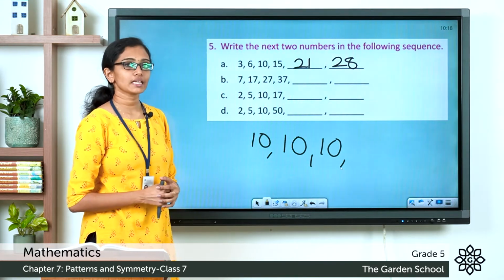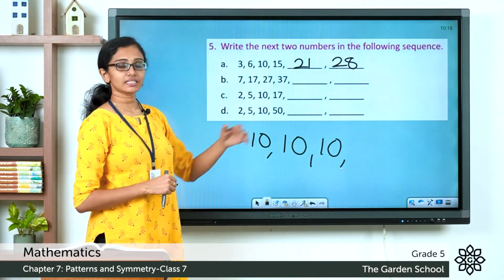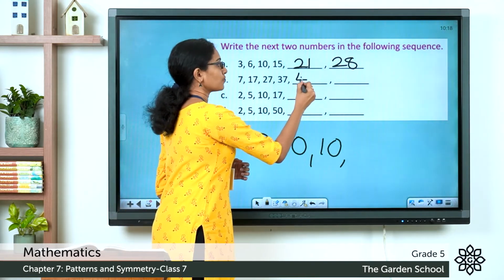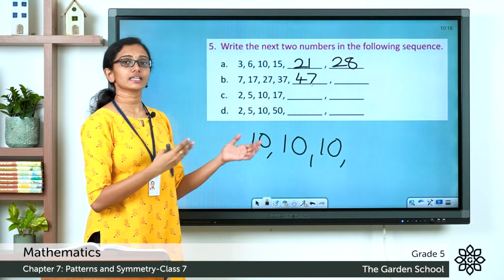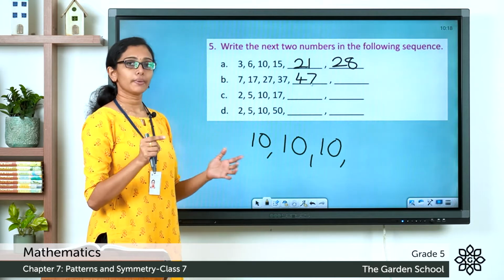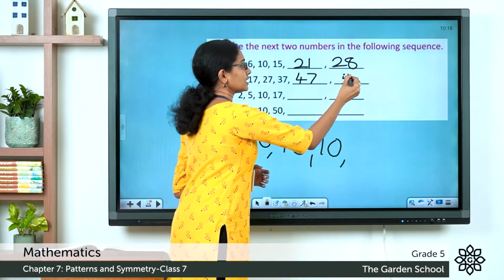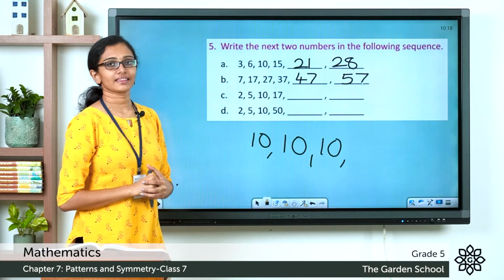So what would be the next number? It would be 37 plus 10, which is equal to 47. And what is the next number? It would be 47 plus 10, which is 57. And it will go on like that.